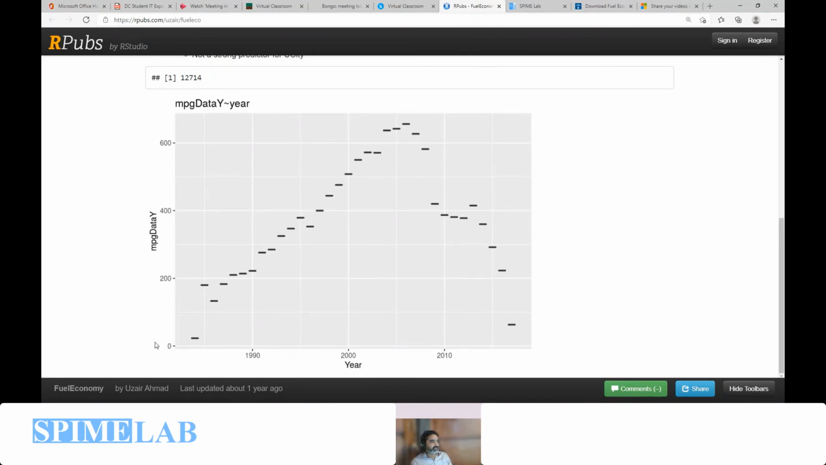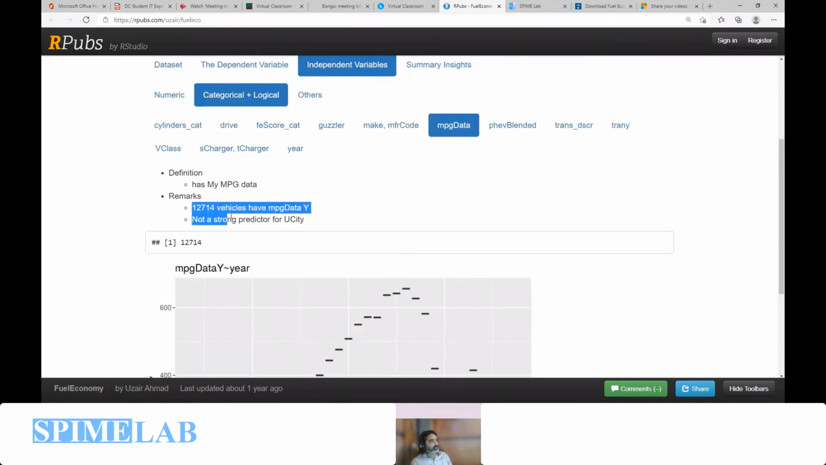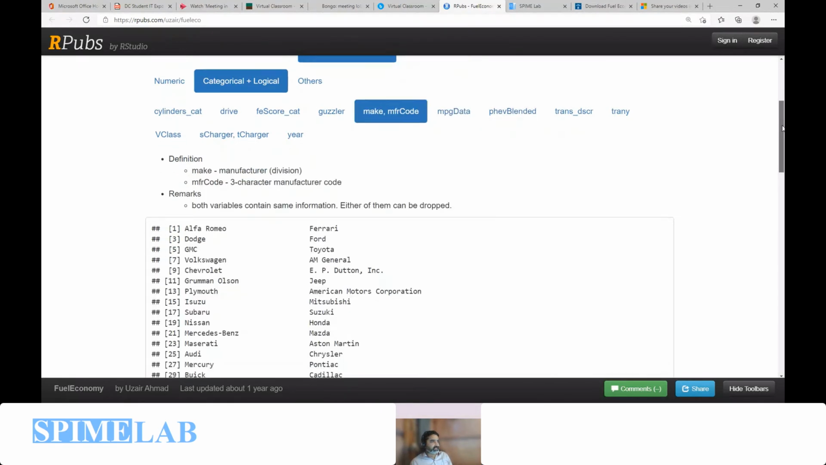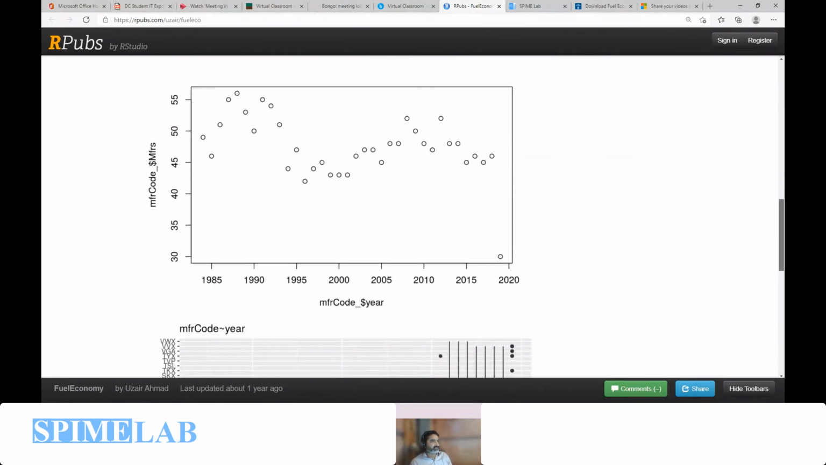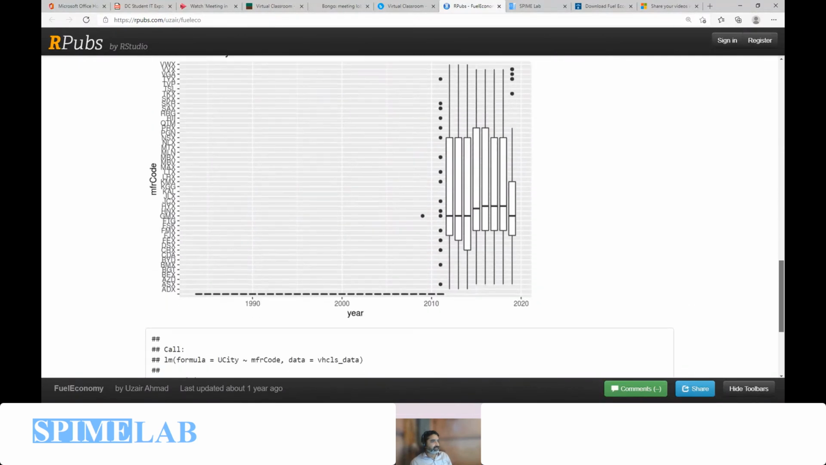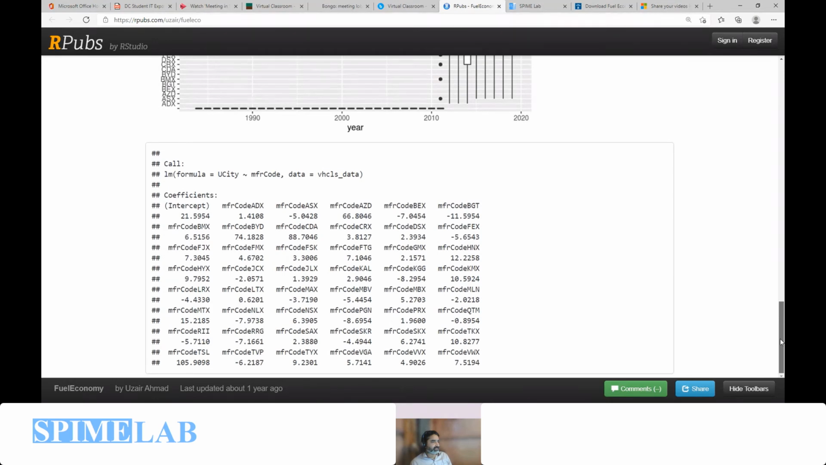On the y-axis we have year, on the x-axis we have MPG data Y category. So we are looking at a trend going up over the years and then coming down. What do you understand from this plot? You are going to note it down in terms of your remarks for this particular variable. Another variable is maker of the cars. So you can see how car makers are behaving over the years.